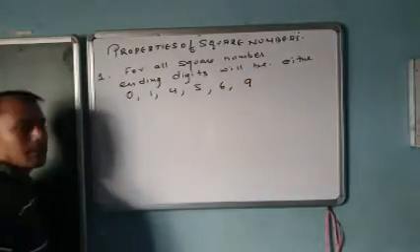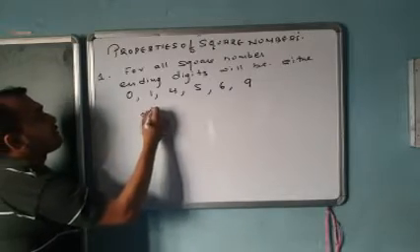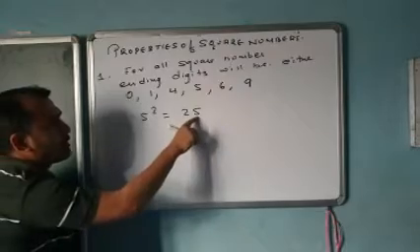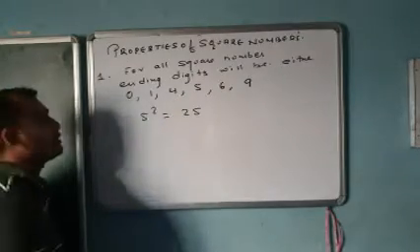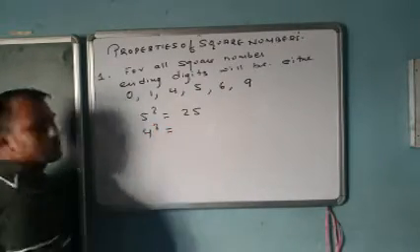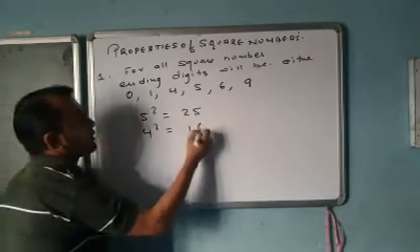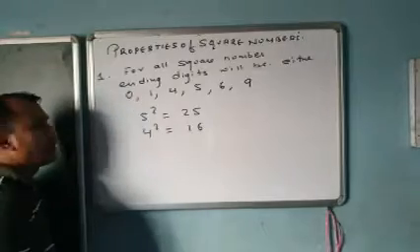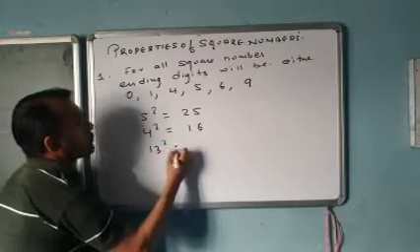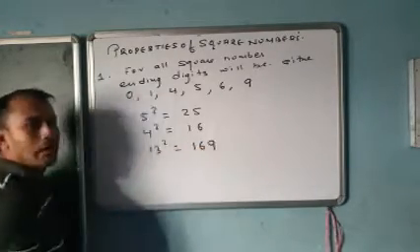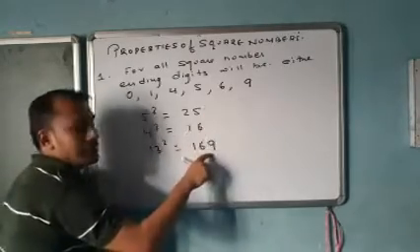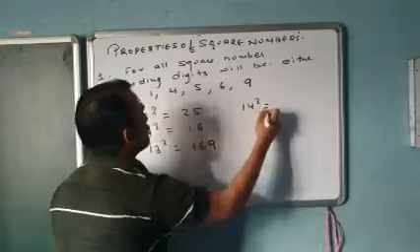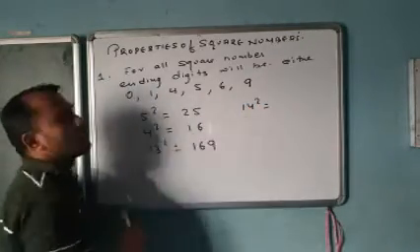So let me give you one example. Suppose I need to find the square of 5. What is 5 square? 25. What is the ending digit? Is it 5? Let me take the square of 4. What is the square of 4? 16. Is the ending digit 6? Let's take the square of 13. What is 13 square? 169. What is the ending digit? 9. Let us take the square of 14. What is 14 square?